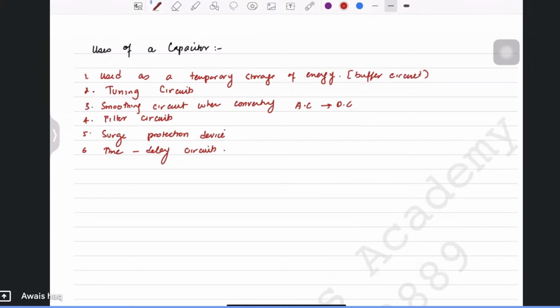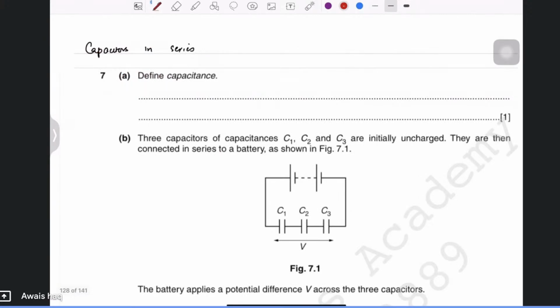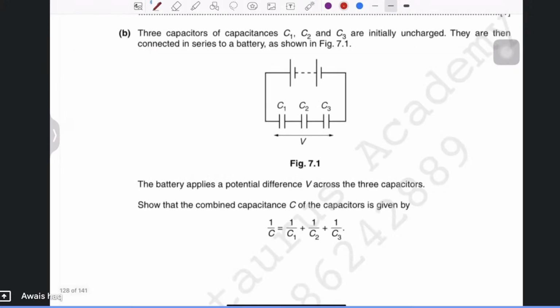Anyway, I hope you understand this. And yeah, let's go forward then. So then we have to learn the capacitors when they're put in series. So this is your homework, part A, but I'm going to do this.